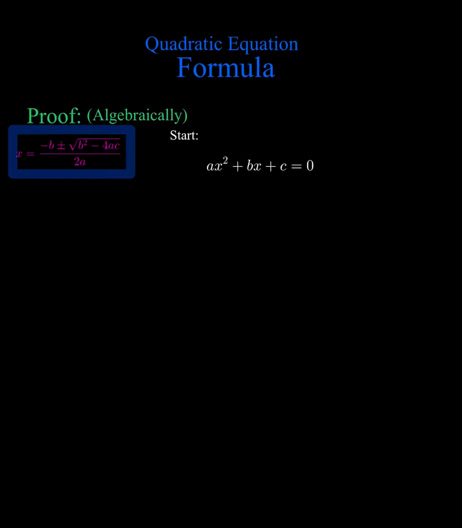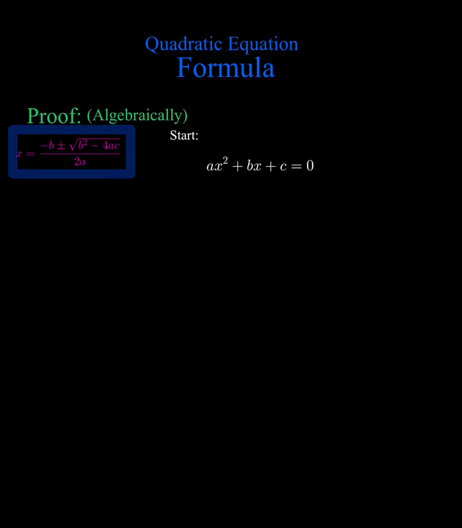Quadratic equation formula and how it was derived. We will provide a proof that will be done algebraically. We will begin with the quadratic equation itself and set it equal to 0. The quadratic equation is of the form ax squared plus bx plus c. We will set that equal to 0.